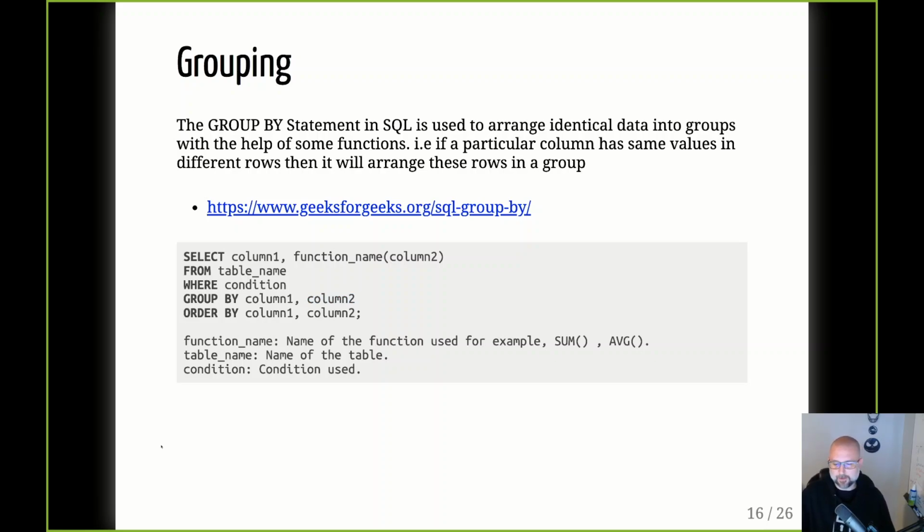So the function name can be things like sum and average. Table and conditions are regular: select, from, where being the conditions. Those don't change. That's always how we query a database.